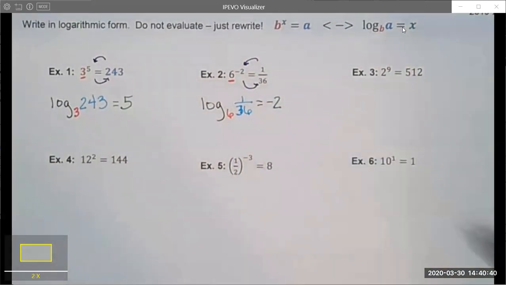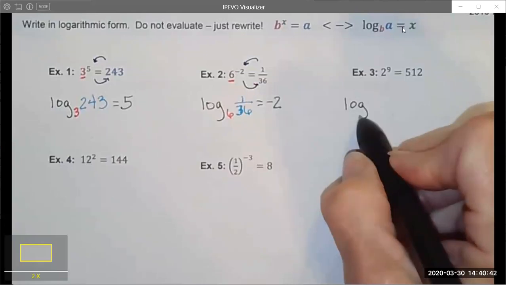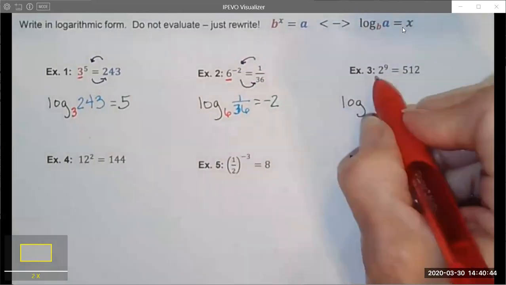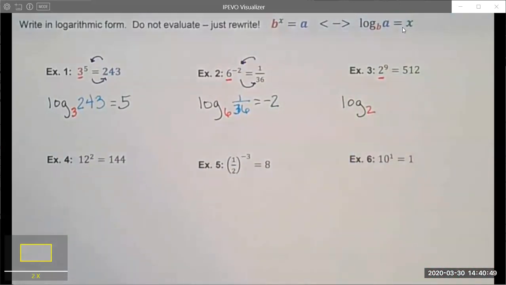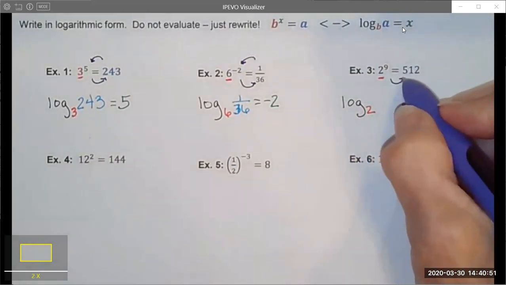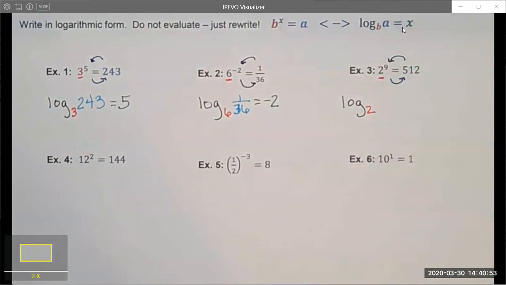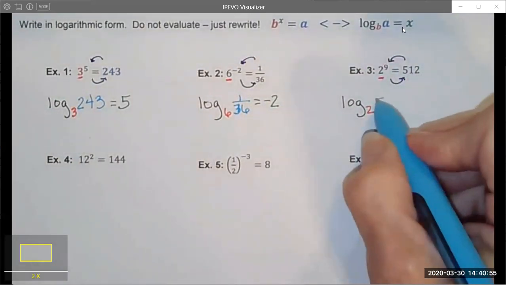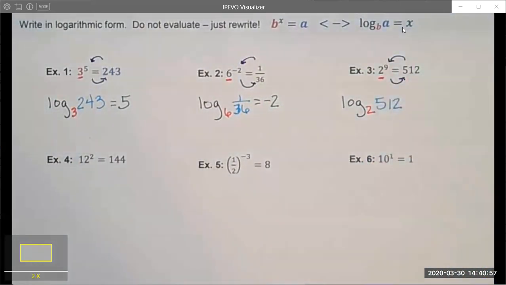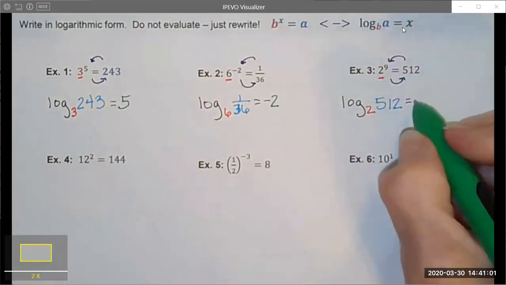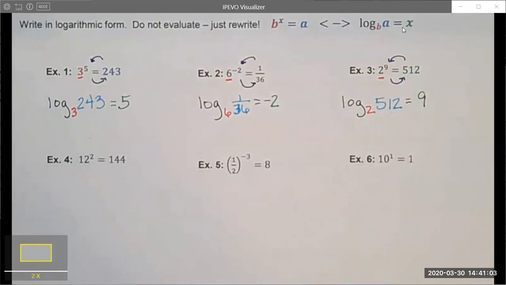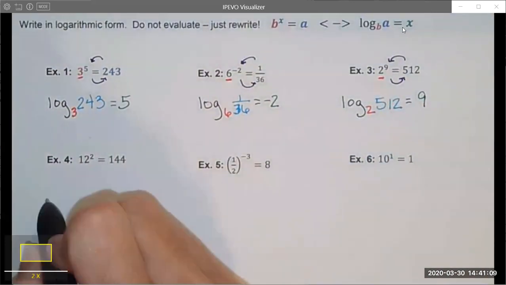Another one. Log, identify your base. Log base 2, that's my subscript. Roll my log. What I'm equal to becomes my log, and my exponent becomes what I'm equal to. I can keep going. We could do this all day.